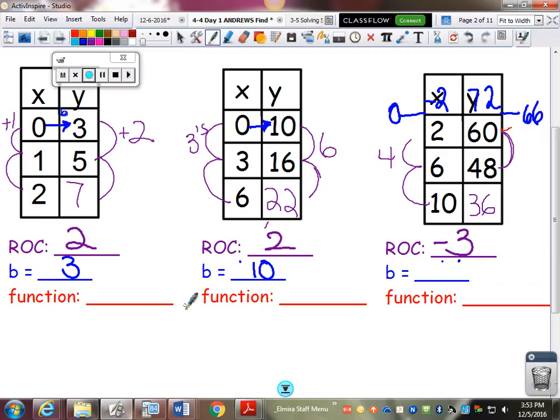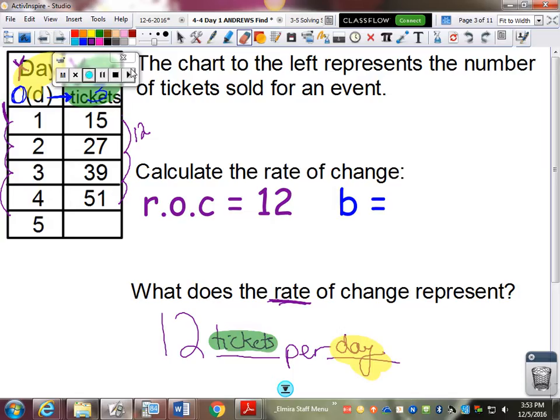Now our third chart is a little harder. Our third chart is not counting by ones, and I don't see 0 in it. Let me erase this. So I have to add rows. Actually, I'm going to come back to this one. Let's go to this one first.